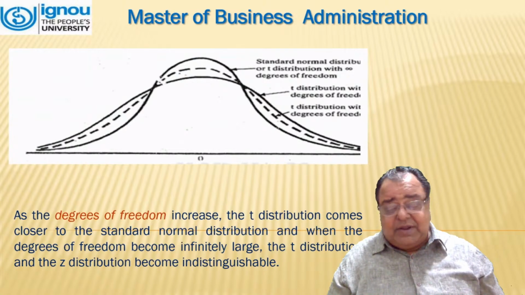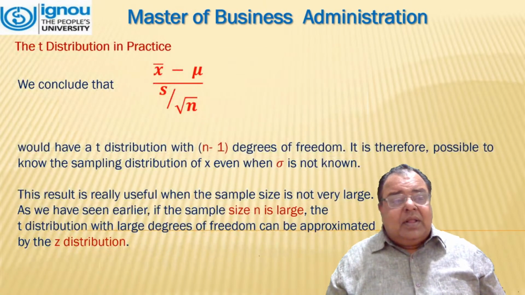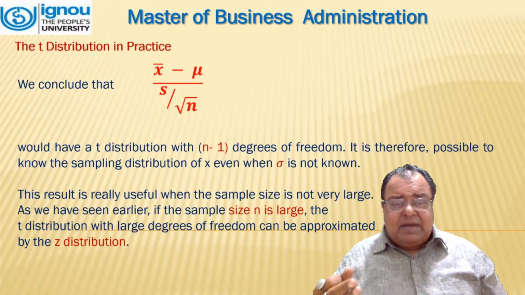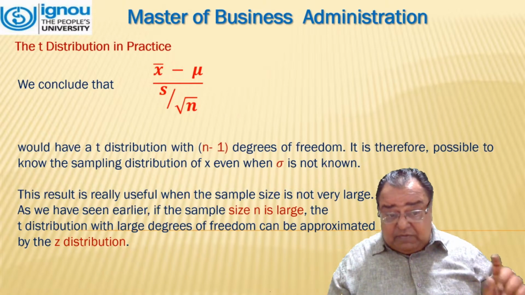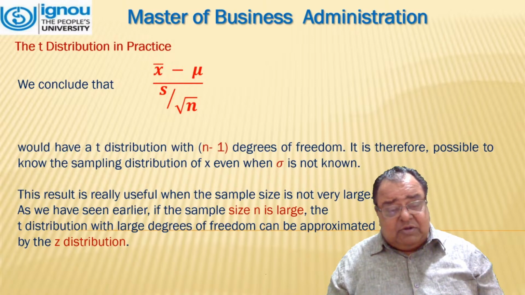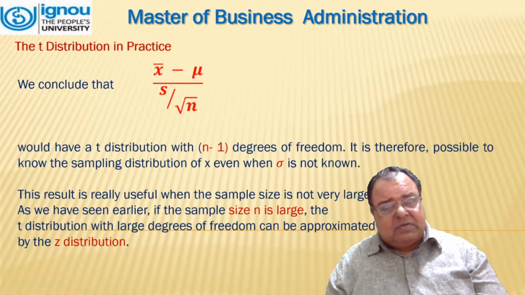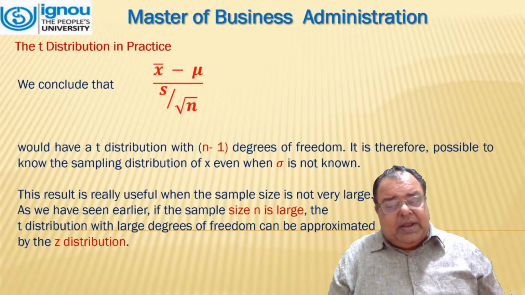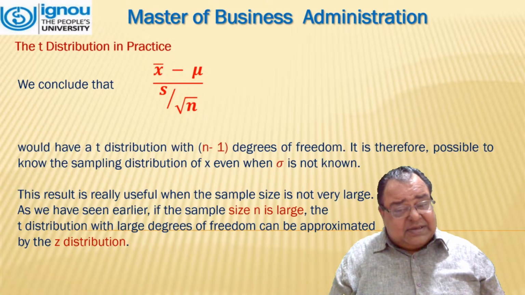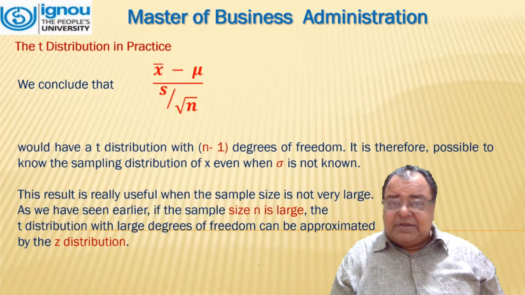That's what we have done. In practice, we use (x bar minus mu) upon s divided by under root n. But what is the change here? It would have a t distribution with n minus 1 degrees of freedom. It is therefore possible to know the sampling distribution of x bar even when sigma is not known.